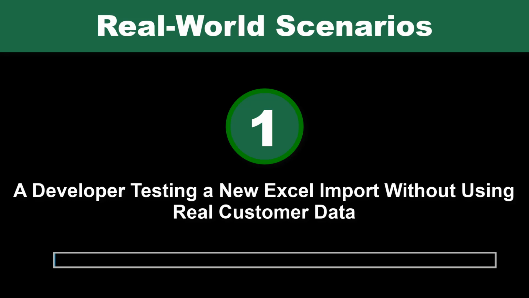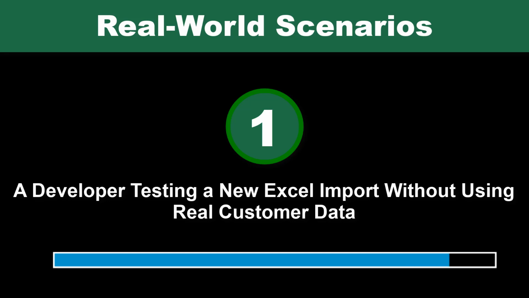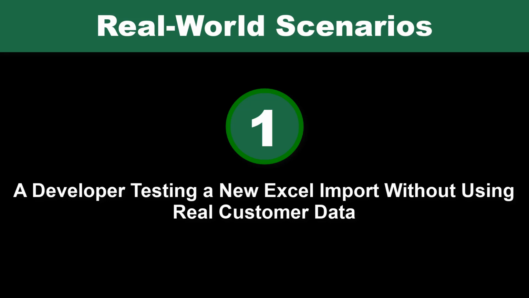A developer testing a new Excel import without using real customer data. A developer was building an import pipeline for a new CRM and needed a realistic Excel file to run test imports against. Using real customer data was not allowed under the company's data policy, and creating 200 fake names, emails, and phone numbers by hand would have taken hours. Sample Data Generator filled each column with the right data type, names, emails, phone numbers, in seconds. With random sort enabled, the test file looked completely authentic.